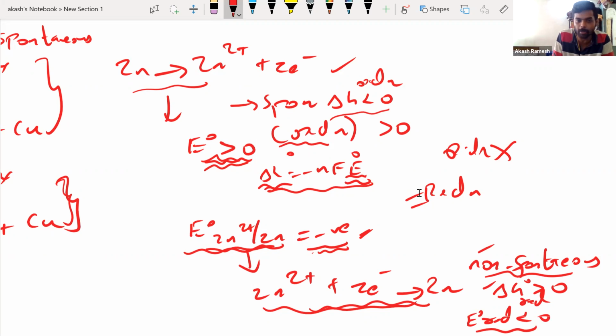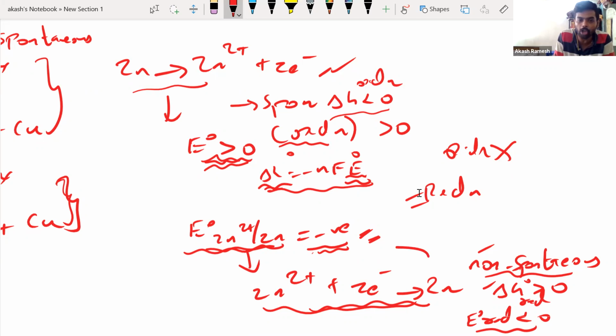Even though this reaction is spontaneous, why do I have a negative value? It is because this reaction is an oxidation reaction, and the potential we are taking is a reduction potential. That's the reason why we have the reduction potential value of zinc to be negative.